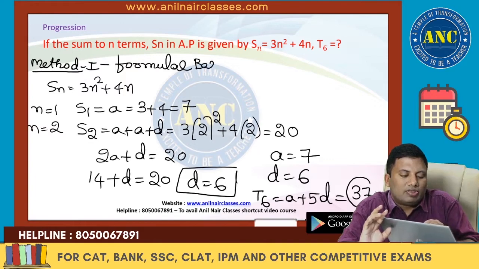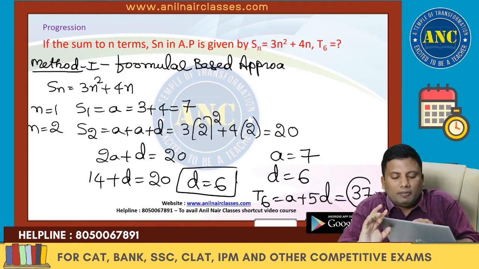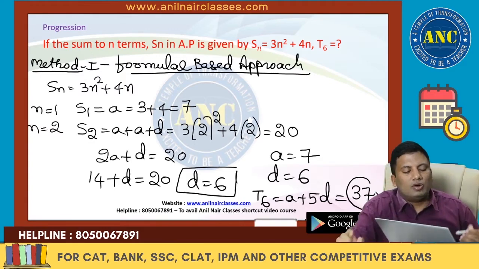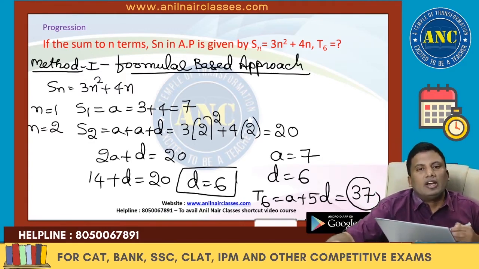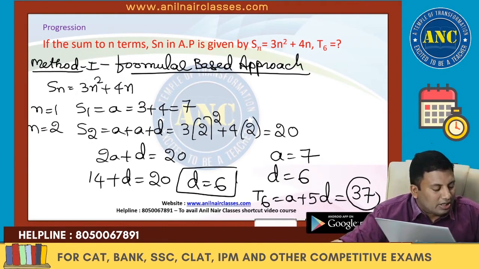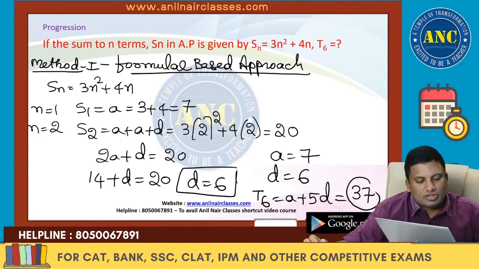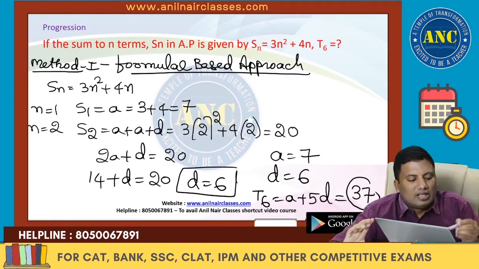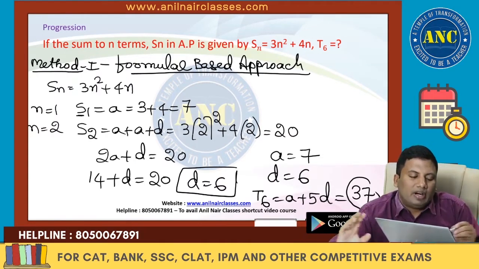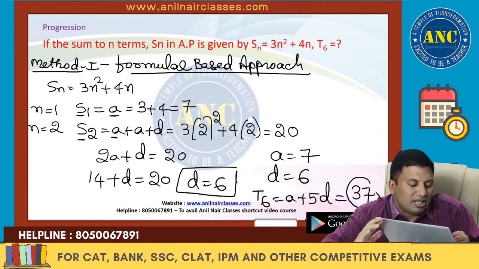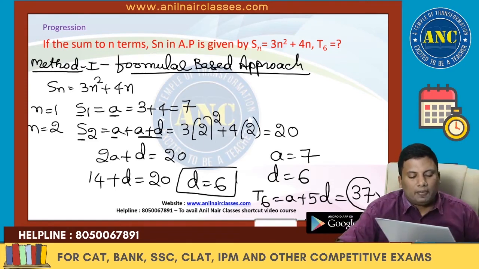This is nothing but the formula based approach. This is how most of the students will do it, and that is how it is taught in almost all the textbooks. Right, n equivalent to 1. Sum of one term, only one term it is there, it becomes A. Sum of two terms, first term A, second term A plus D. I hope the idea is clear.